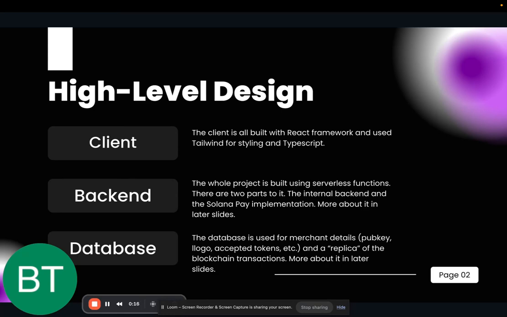Backend is all built using Vercel's serverless functions, and there's two main parts to it. There's the internal backend, which is only used by the Fature client, and we also have the second backend, which is actually open source and is the implementation of Solana Pay. We also have a database that's used for merchant details, and also we have it as a replica of the transactions that happen through Fature.